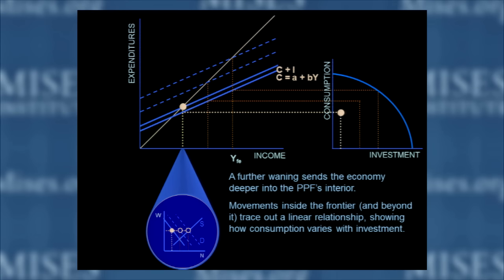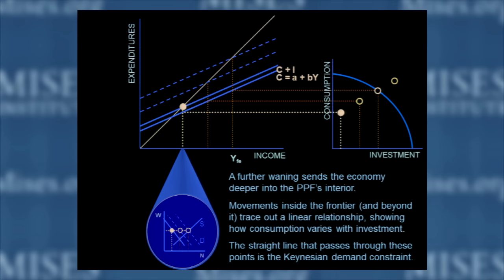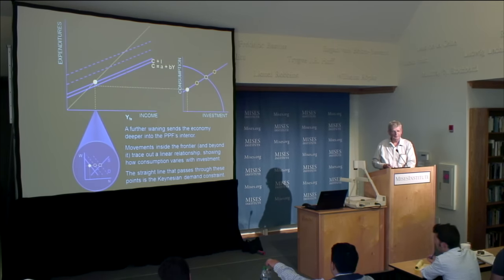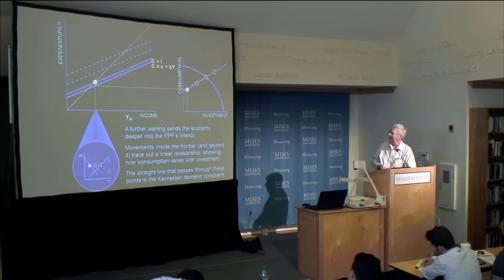Movements inside the frontier and beyond trace out a linear relationship showing how consumption varies with income. And so watch this in the PPF graph, even showing one outside the PPF. And we can draw a line there, like so. It's called the Keynesian demand constraint. And you might wonder who named it that, and it turns out it's me, because no one else has drawn this diagram.